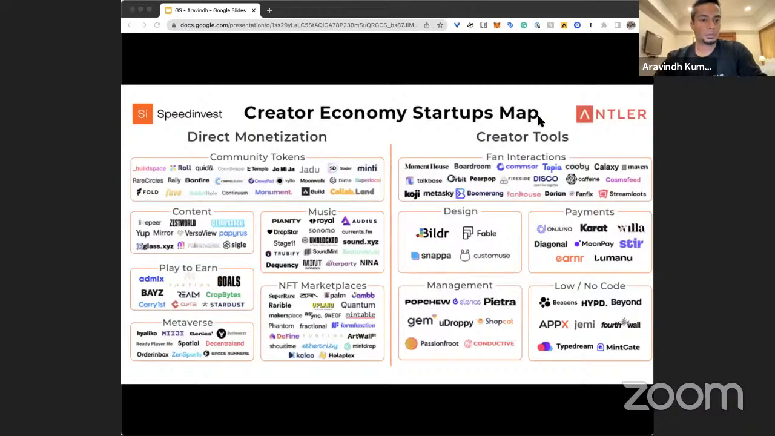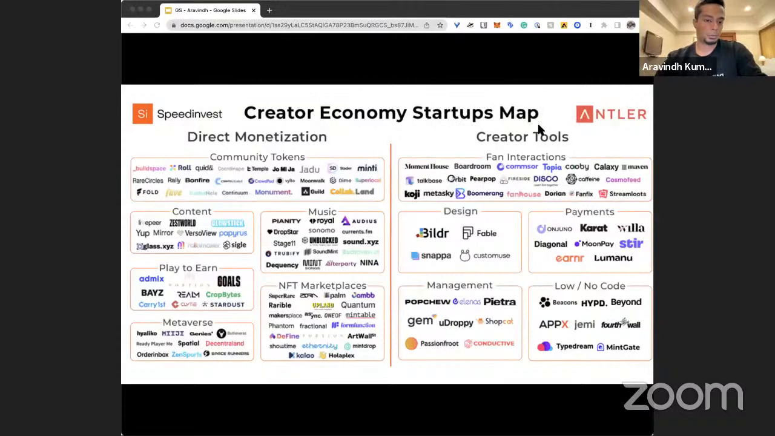So this is a creator economy map that was put together by Antler and Speed Invest. And I think this pretty much captures the current landscape in Web3 today. On one side, you have direct monetization, and on the other side, you have creator tools. If you dive into each of them, on direct monetization you have community tokens, content, music, play to earn, NFT marketplaces, and Metaverse. On creator tools, you have tools to help with fan interaction, design, payments, management, low code or no code.